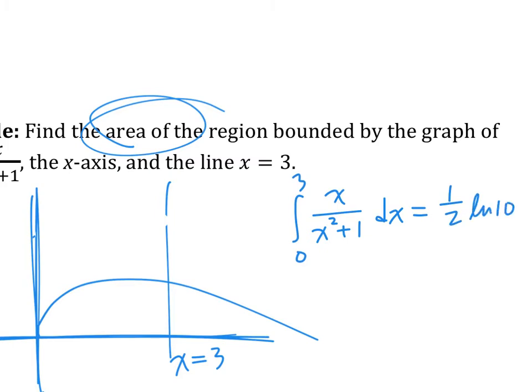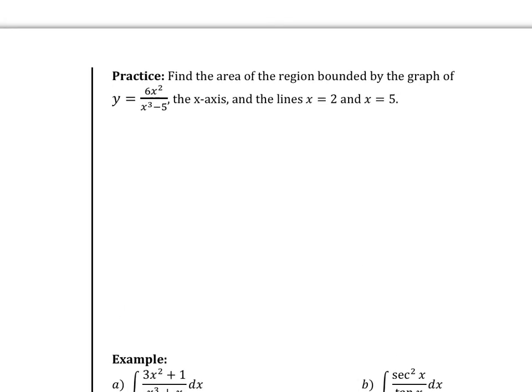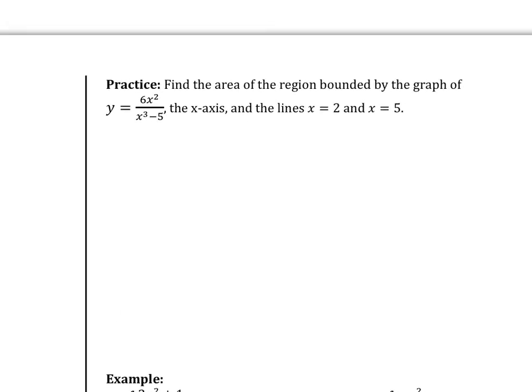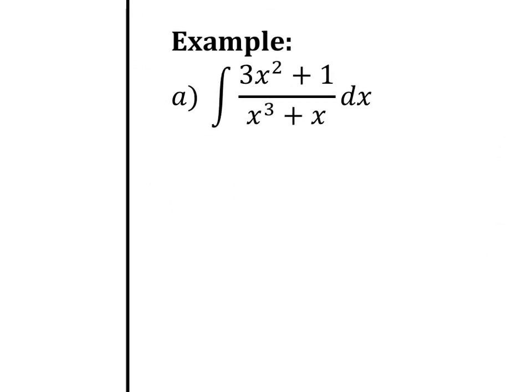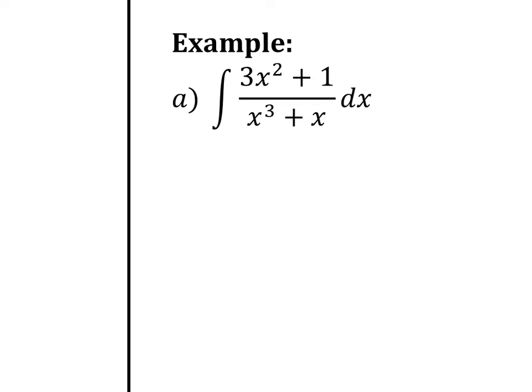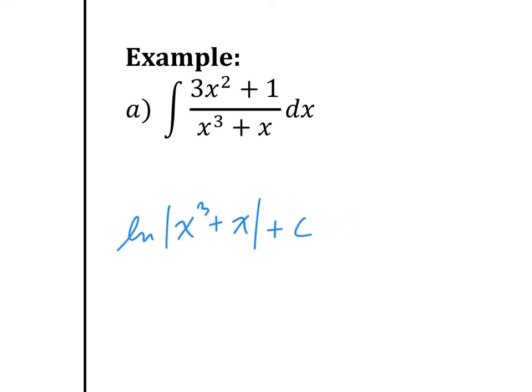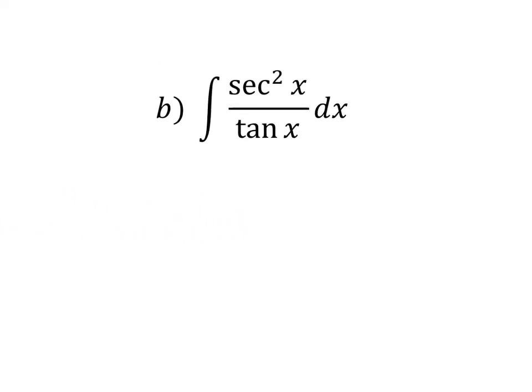All right, let's try some other one. These are kind of similar. Let's do something that's a little different. Try this one. Okay, the answer is natural log absolute value x cubed plus x plus c. Okay. Try this one then. Okay, this is easy for you guys. Natural log absolute value tangent x plus c. All right, we're ready to move on to harder ones.